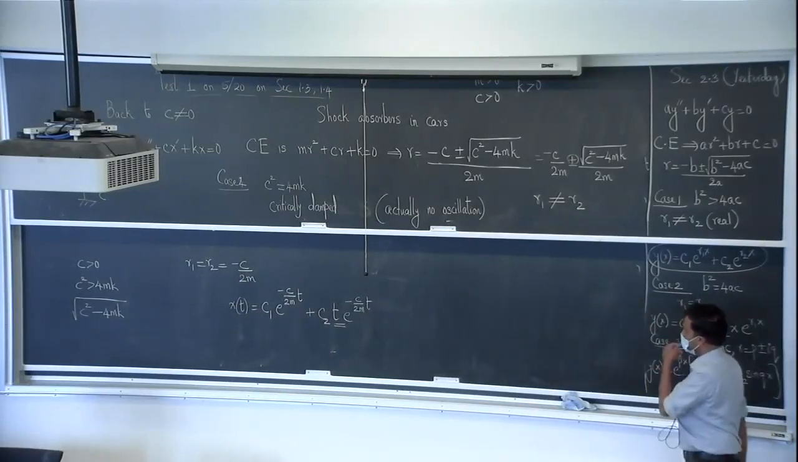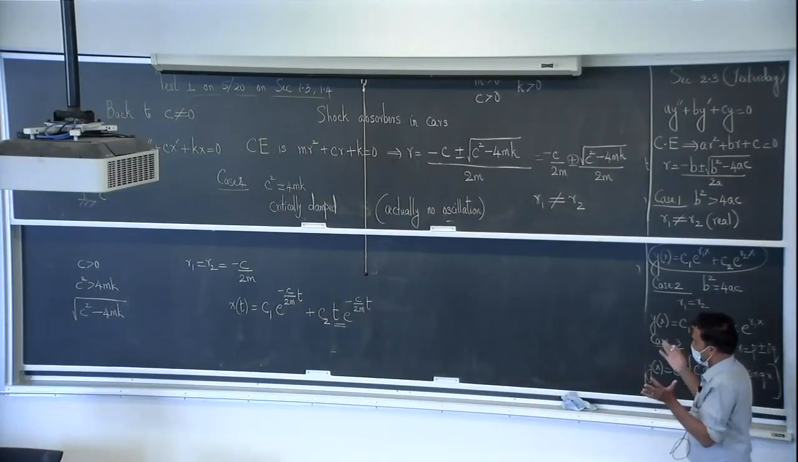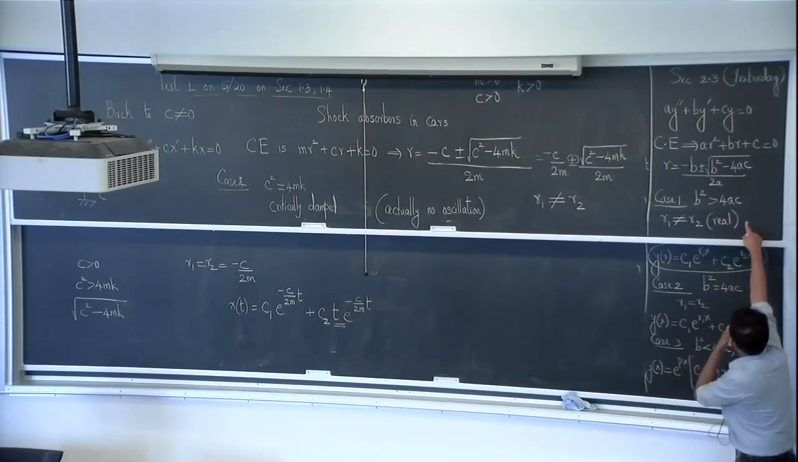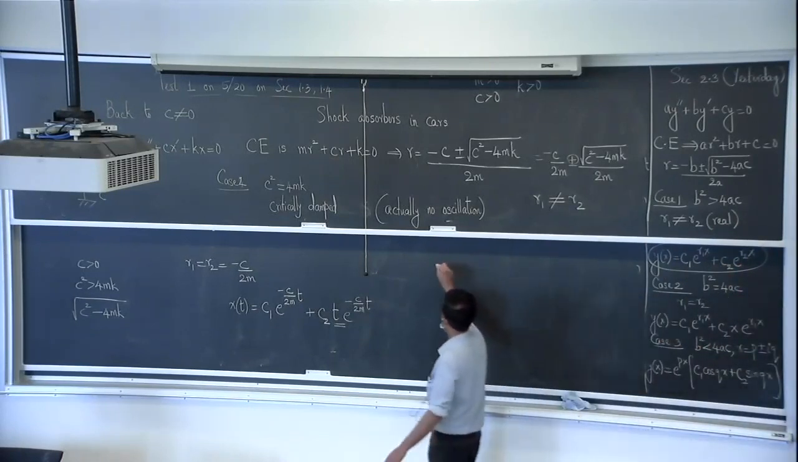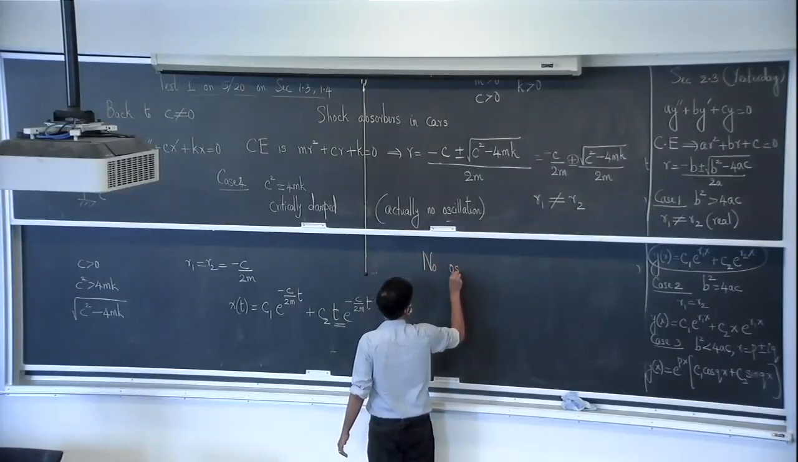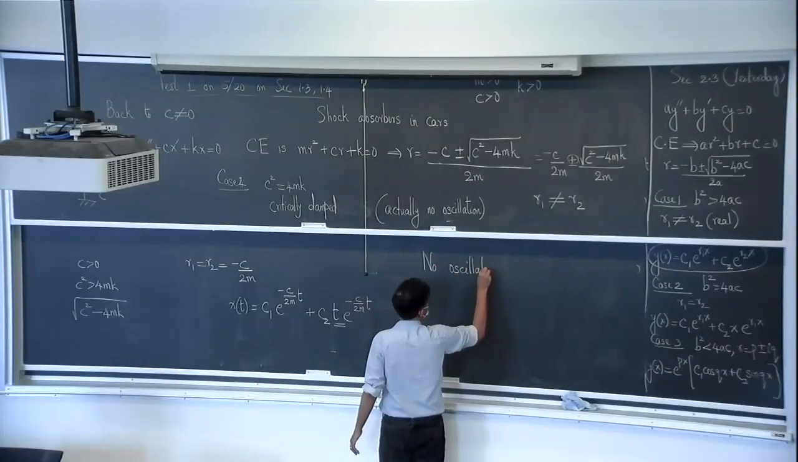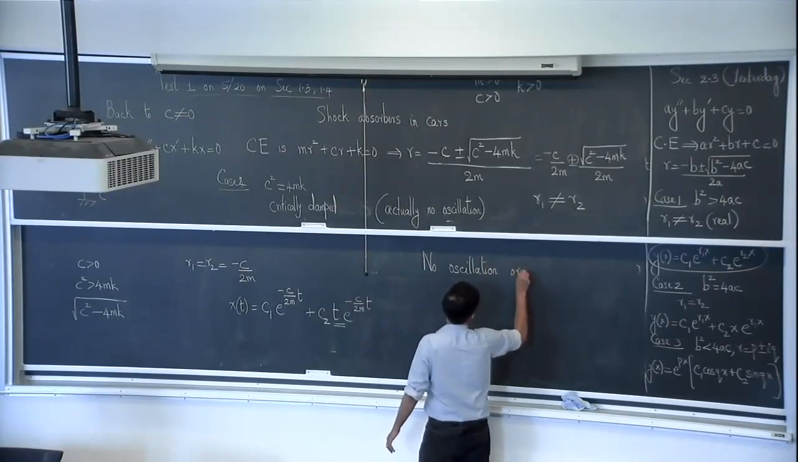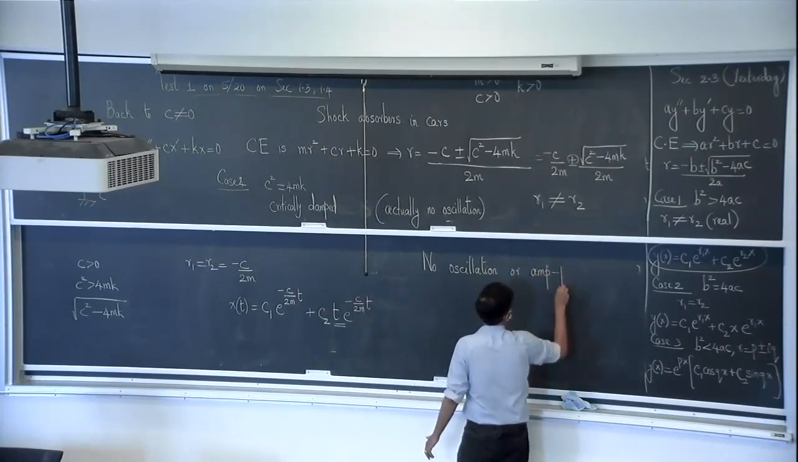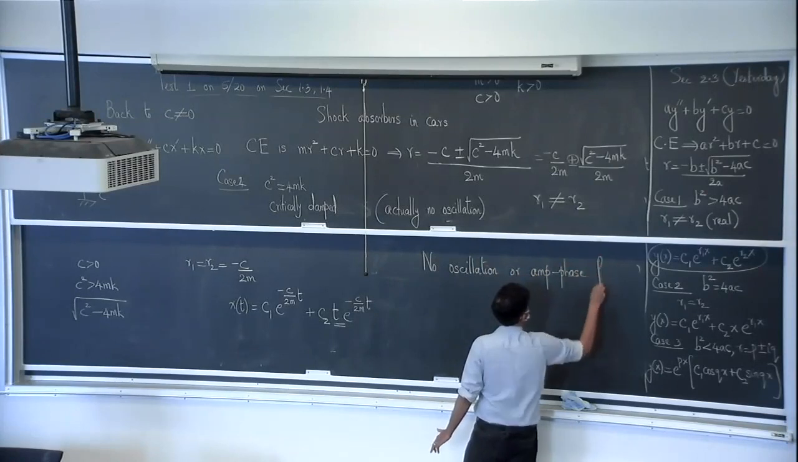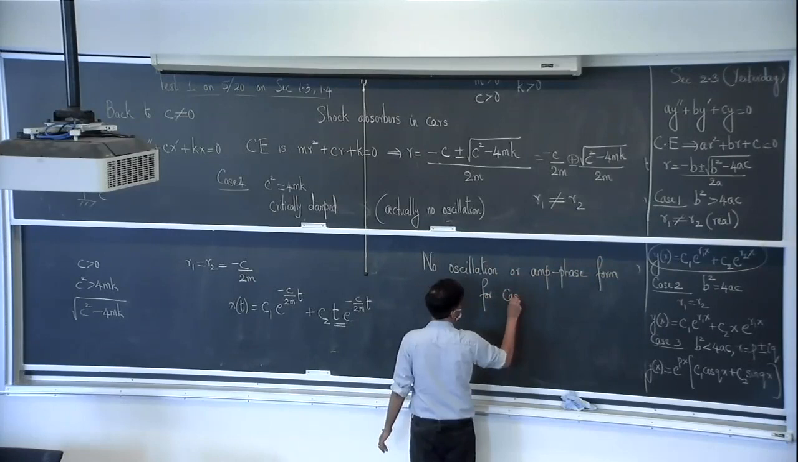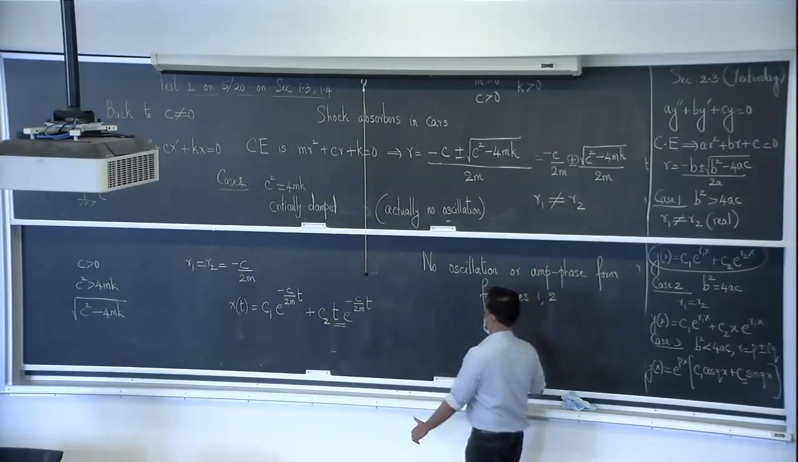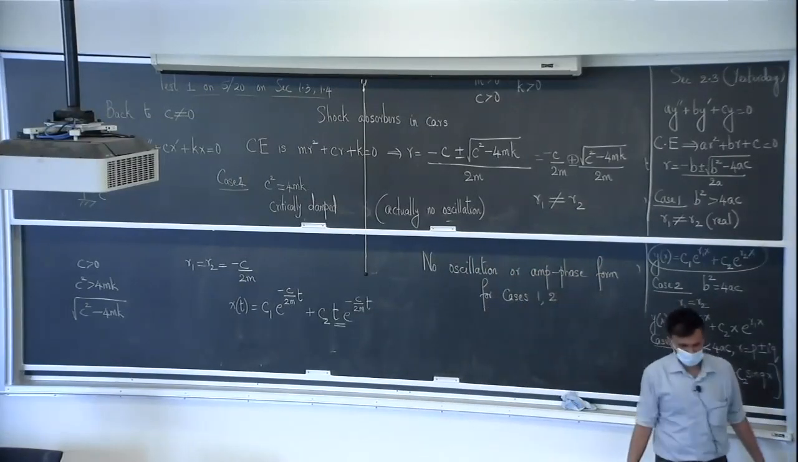So both cases, cases 1 and 2, there are no oscillations, which means you don't have to worry about things like amplitude, phase form, and all that stuff, because case 1 is exponential, case 2 is also exponential. Okay. So there is no oscillation or amplitude phase form for cases 1 and 2. That's good news. You don't have to worry about this phi thing.